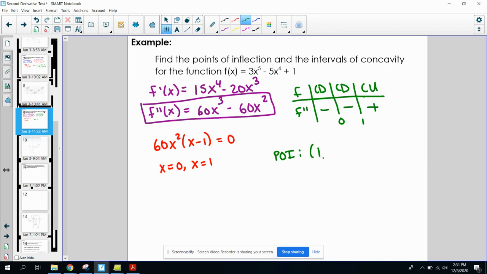So if I wanted to name the point, I would plug 1 into my original function. And when I do that, I get negative 1. I have my interval of concave up is from 1 to infinity. And then for concave down, my interval is going from negative infinity to 1. So it's passing through 0 because 0 is still within that interval. So we're not going to use 0 in there at all. And those are my pieces of information here.